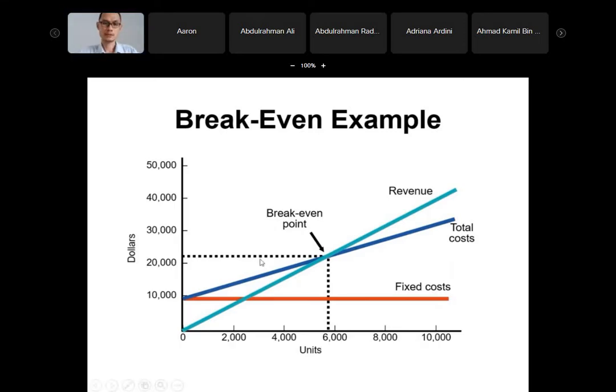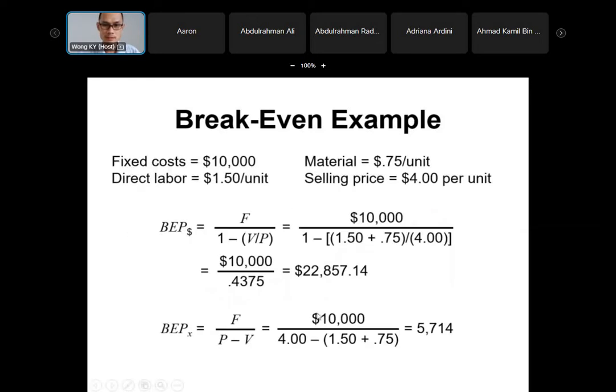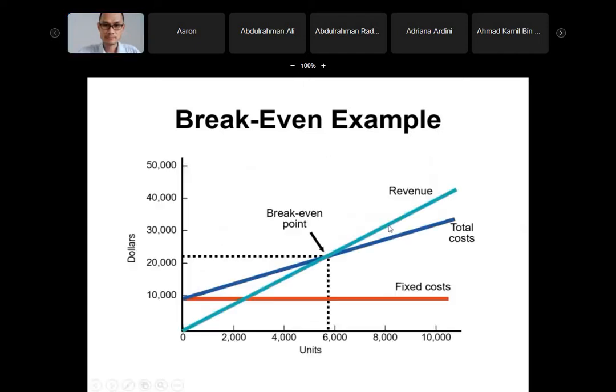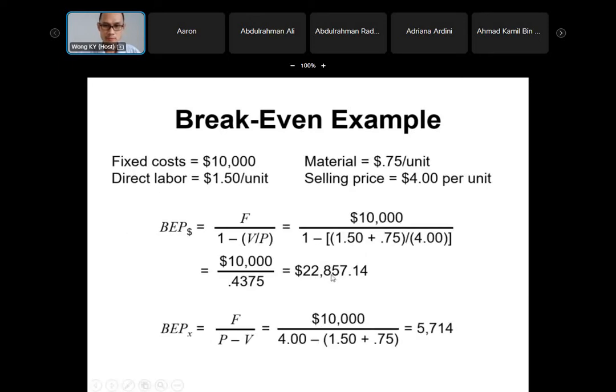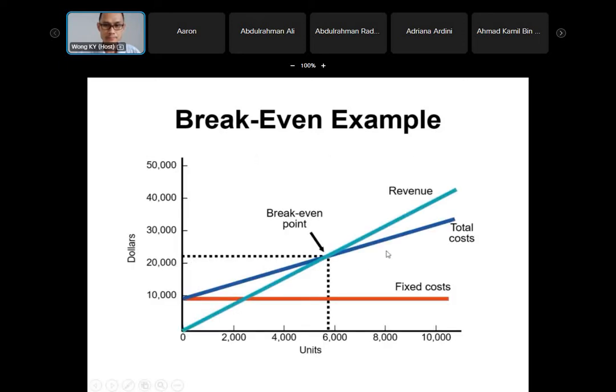Okay, so I think I don't have to explain this. This is just the graphical representation of this example. So the break-even point is here, 5,714. And the break-even point in dollars is somewhere here. It's about what, 22,000 over, right? Yeah, 22,857. Okay, so remember this is the region where you suffer losses. This is the region where you get profit.